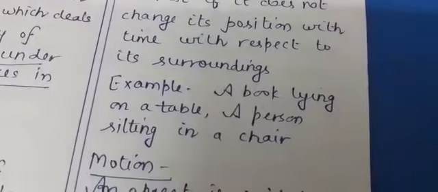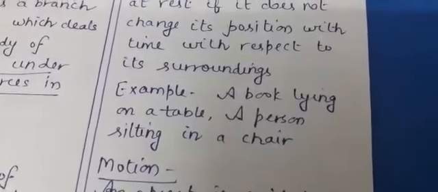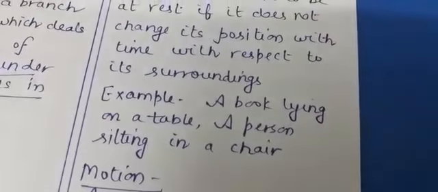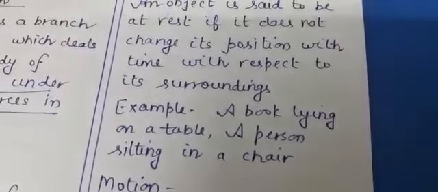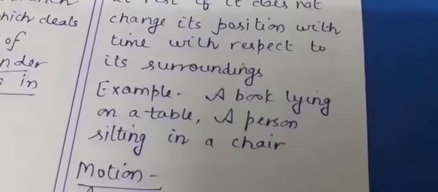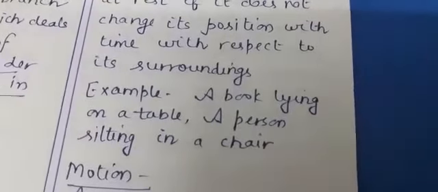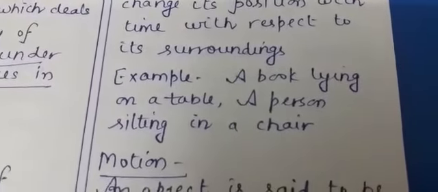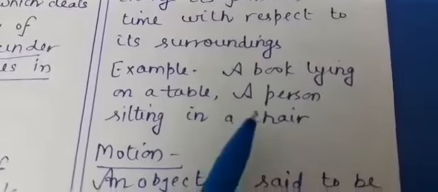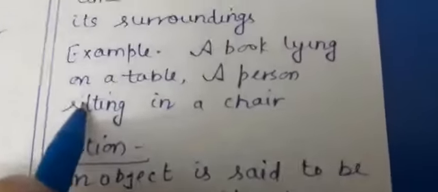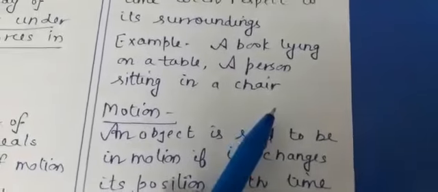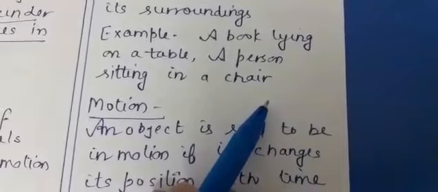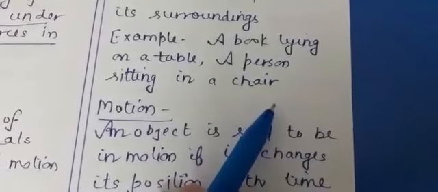Your TV set is at its own position, the sofa set is at its own position. That means your position is not changing with respect to the chair, TV set, walls, or anything lying in your room. So when your position is not changing with respect to the surroundings, then you are said to be at rest. Examples are a book lying on a table, a person sitting in a chair, and many more. The main important point is that you have to check your position with respect to your surroundings.